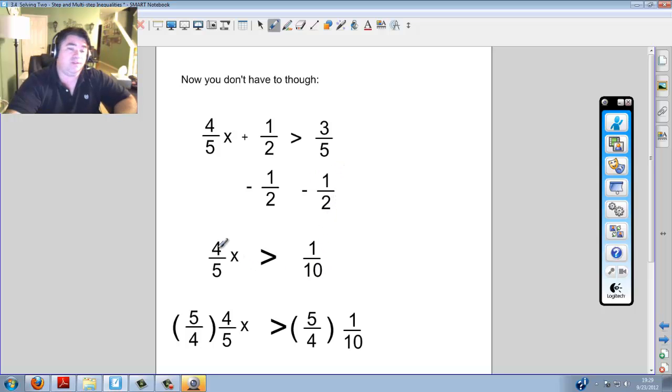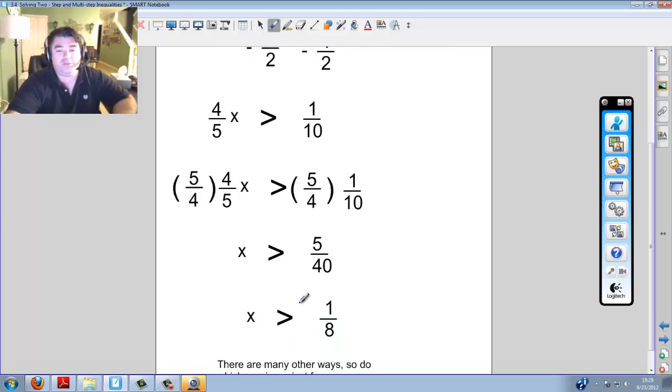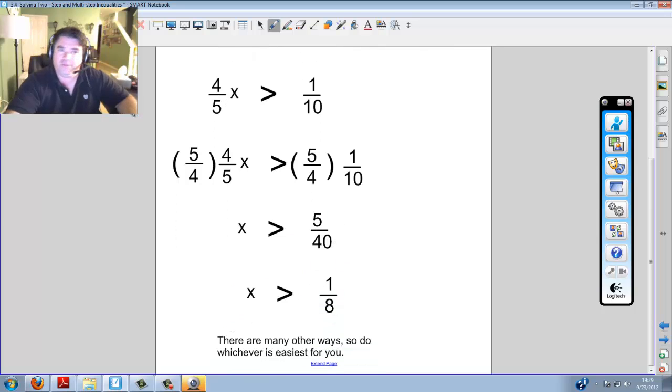And then you can have a couple choices. Instead of times by 4/5, you can times by 5/4. Or instead of times by 4/5, you can divide by 4/5. You can get it done that way. Either way, x is going to be greater than 5/40, or x is going to be greater than 1/8. So there's different ways to do it. The first way you have to learn eventually, so I would suggest it. But if you want to use your calculator for now, you can.